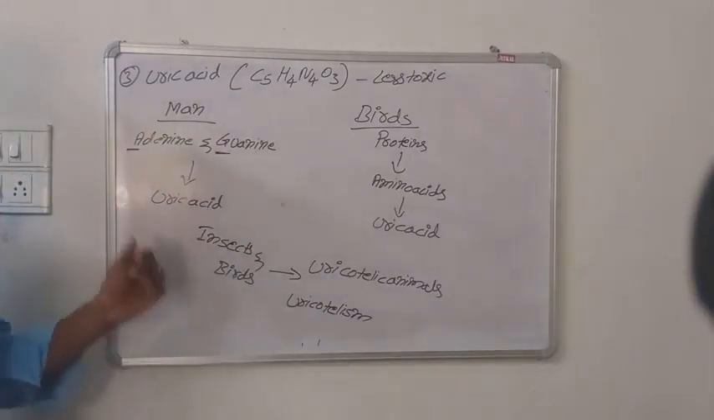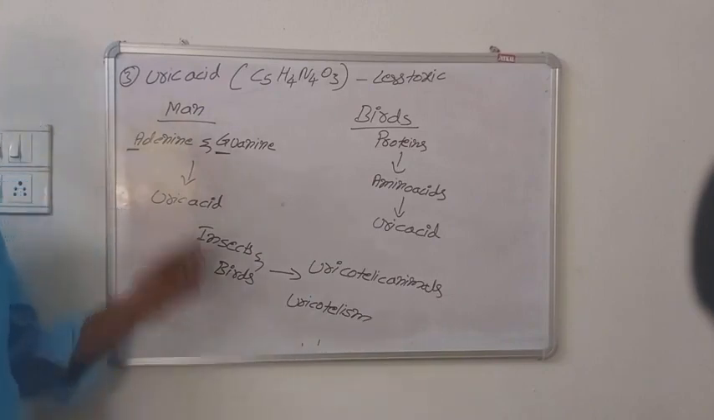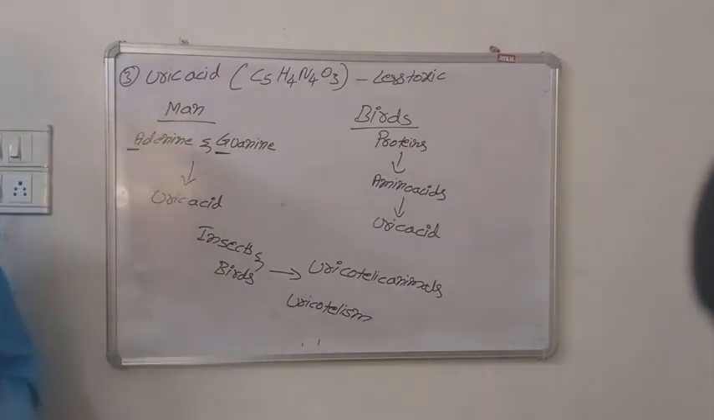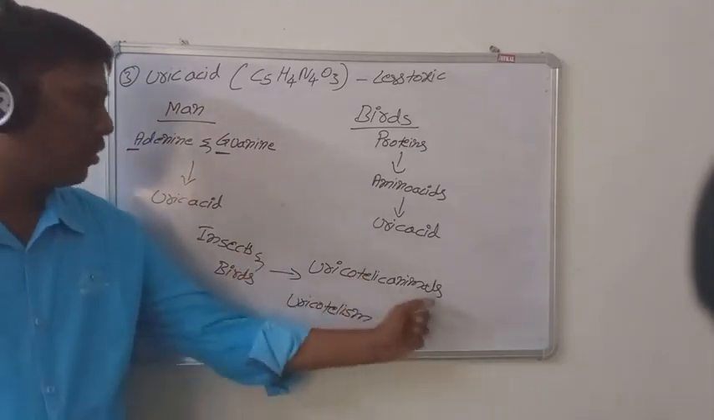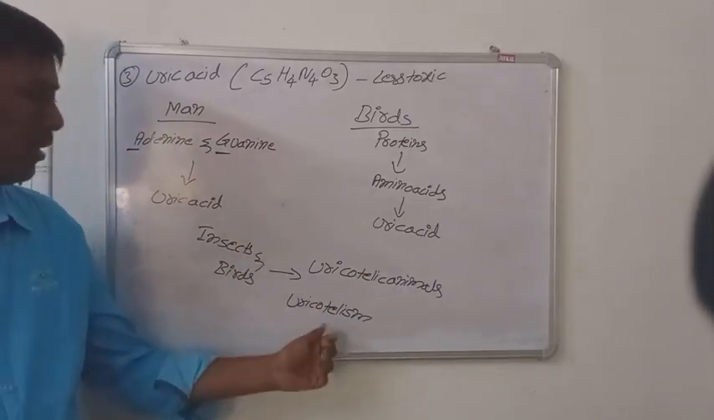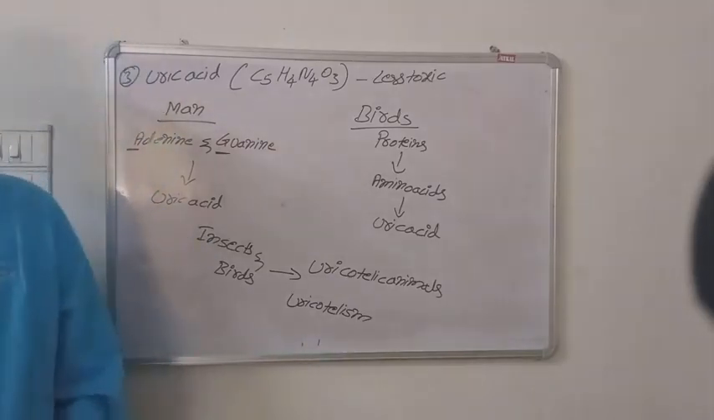Animals like insects and birds, which are facing the severe problem of water scarcity, prefer to excrete uric acid. Such animals are called uricotelic animals, and the phenomenon is known as uricotelism. So these are the three very important nitrogenous waste materials.